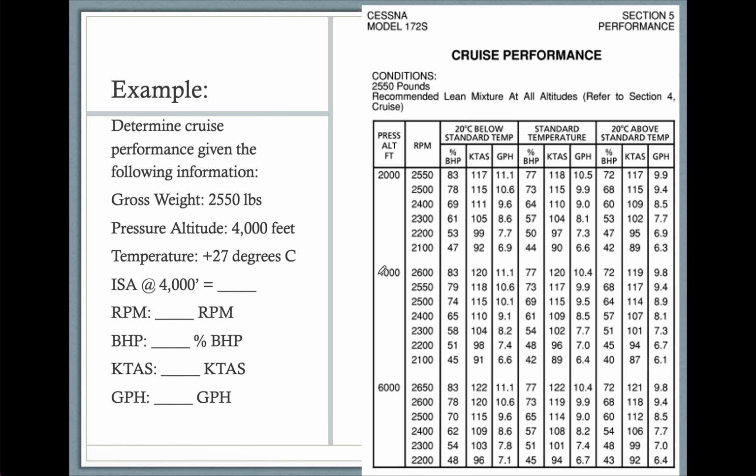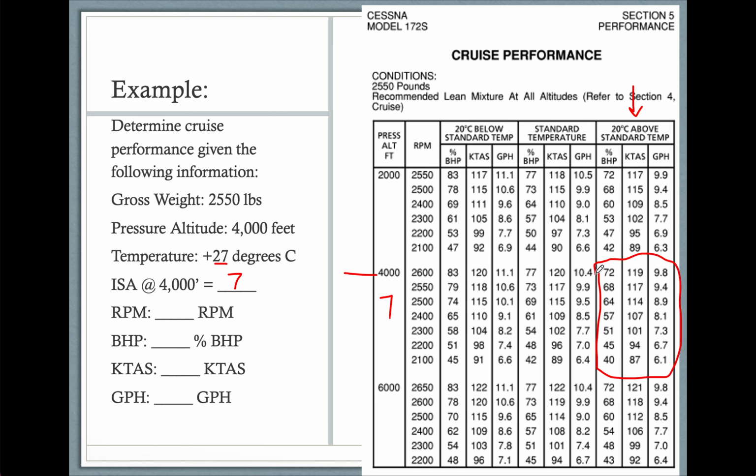Let's do one more. We're at 4,000 feet, so we're using this one. I'm telling you it's 27 degrees at 4,000 feet, though. What's the standard temperature supposed to be at 4,000 feet? Well, it's supposed to cool off 8 degrees. If we started at 15 minus 8, it's supposed to be 7 degrees, is the ISA. Well, it is 27. Now we know we're 20 degrees above standard. So we're going to use the 4,000 foot row, and we're going to use the greater than 20 degrees above standard column here.